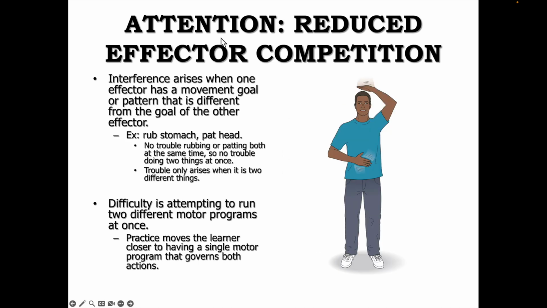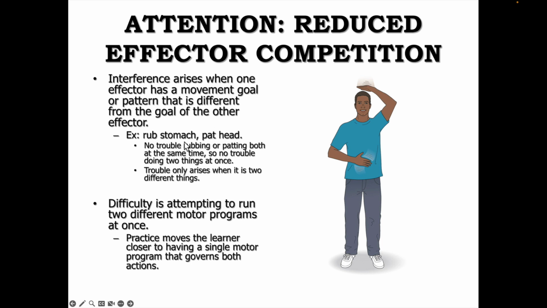Also with attention, as we become a more skilled performer, there's reduced effector competition. As we've talked about previously, interference between two different skills arises when one effector has a movement goal or pattern that is different from the other effector. A good example of this is asking someone to rub their stomach and pat their head at the same time.